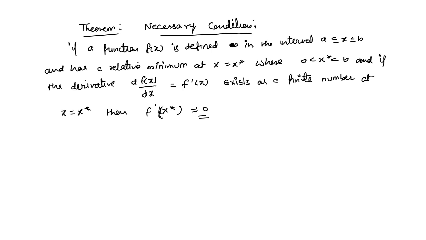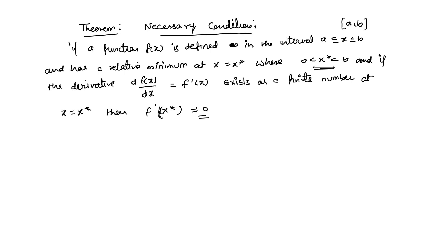That means a function f(x) is defined in the closed interval a to b, x lies between a to b, and has a relative minimum. That means we define it as f(x star) is less than or equal to f(x star plus h), relative minimum at x equal to x star, where x star lies between a to b, that means open interval. Here we are talking about the closed interval, here we are talking about the open interval.